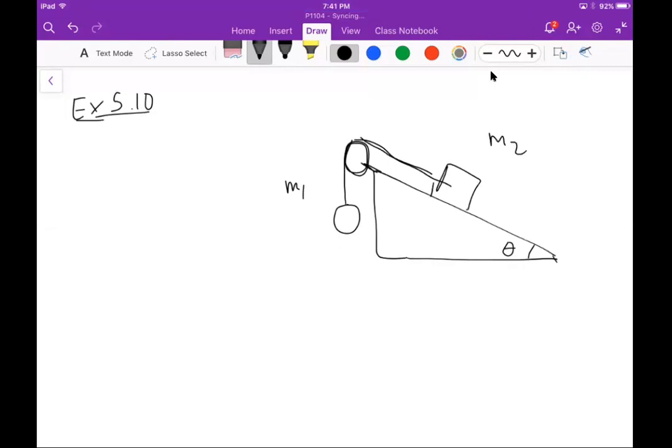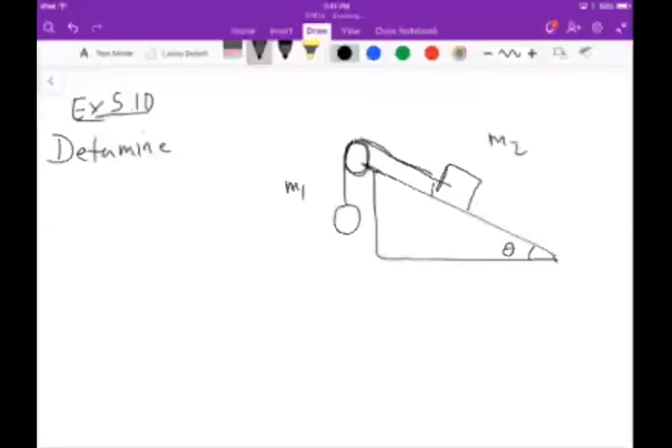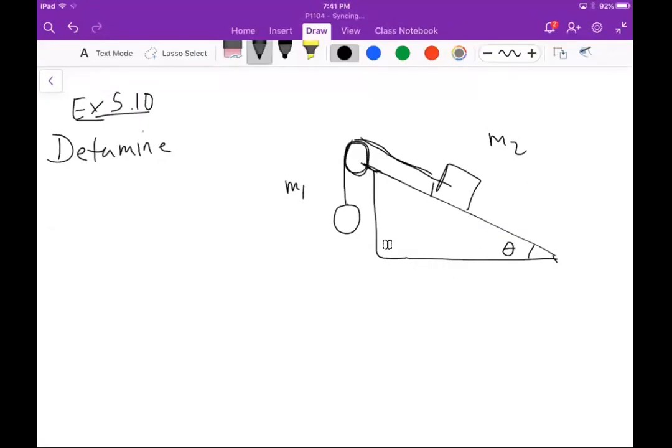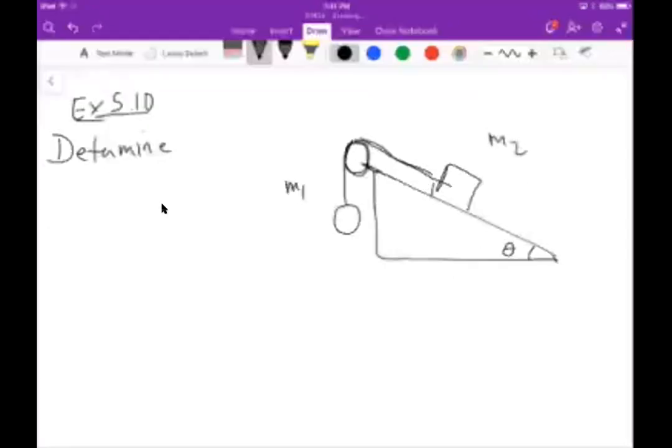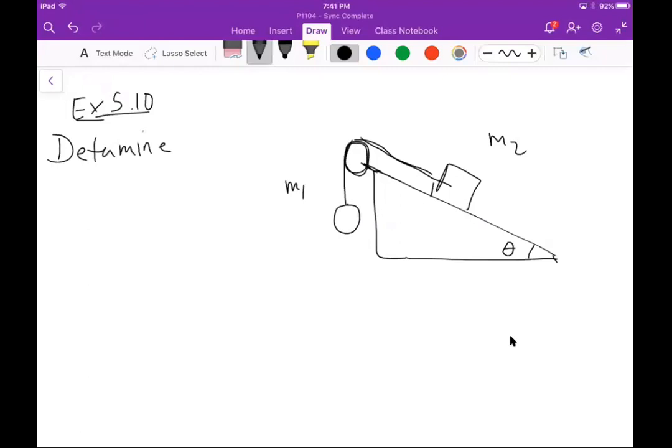So again, just as we said before, we need to determine the acceleration of the two blocks, and we need to determine the tension in the cord. We have to determine A1 and A2 as well as the tension T. I will not put a lot of details here as we did in the previous problem. I will just say a few words.